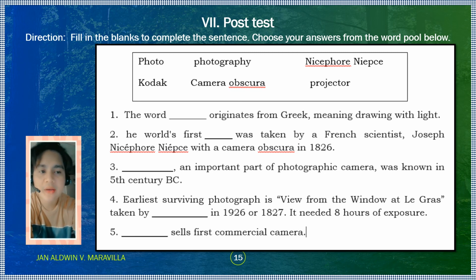Number 1, the word blank originates from Greek meaning drawing with light. Number 2, the world's first blank was taken by a French scientist Joseph Nicephore Niepce with a camera obscura in 1826. Number 3, blank is an important part of a photographic camera, was known in the 5th century BC. Number 4, the earliest surviving photograph is View from the Window at Le Gras, taken by blank in 1826 or 1827. It needed 8 hours of exposure. And lastly, number 5, blank sells the first commercial camera. So, that's it.